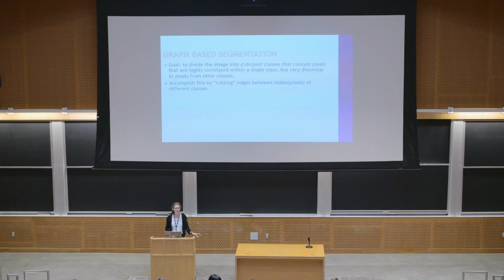And we accomplish this by cutting the edges between the nodes or the pixels of different classes. The cost of the cut is going to be the sum of the weights that we've cut. So with all the weights that we've cut, we're going to sum them all up, and that's the cost of our cut. So when we're making a cut, we want a small cut cost, meaning that we cut the dissimilar links and leave the very similar links intact.